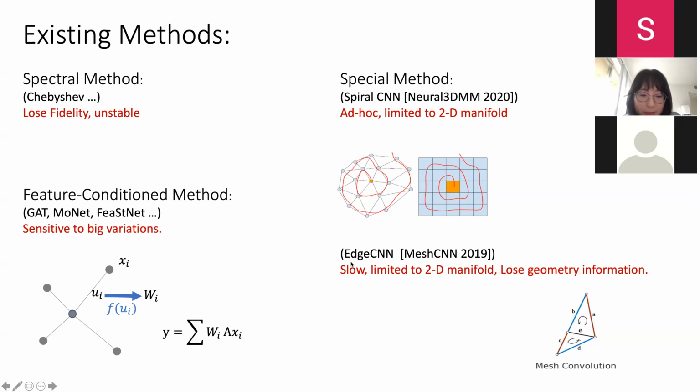And there are also methods that call themselves MeshCNN, and the operation is called edge CNN. The good thing about this method is it can reconstruct the 3D geometry and it can handle not only registered meshes but unregistered meshes. However, when we did experiments using this kind of method, we found that it's very slow and it is also limited to 2D manifolds. If you use it to reconstruct high resolution 3D meshes, you will see that some of the geometry information is also lost.